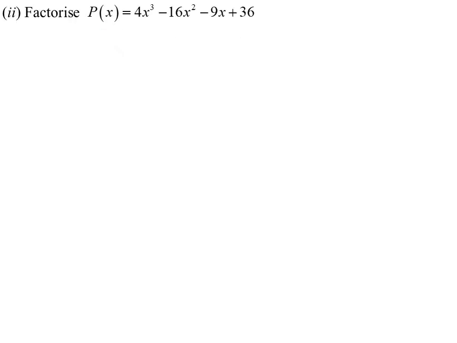Okay, well let's try this one then. 4x cubed minus 16x squared minus 9x plus 36. We want to factorise that one. It is a cubic, so I know there is a linear factor, because all polynomials can be broken down to be a mixture of quadratics and linear factors. So if it's of odd order, it must have a linear factor.